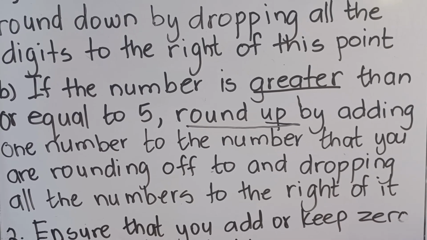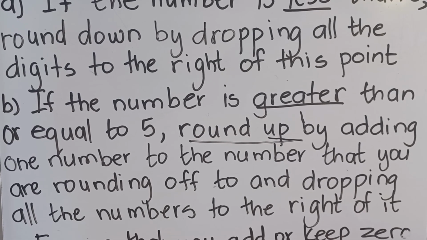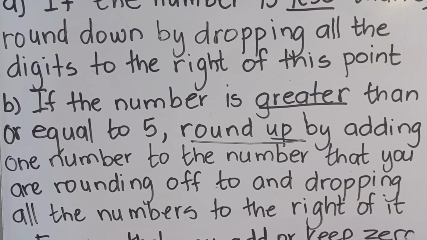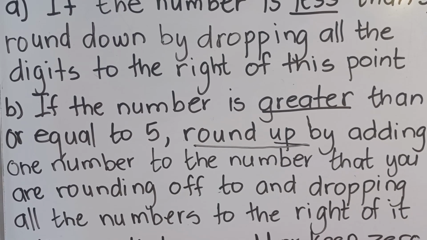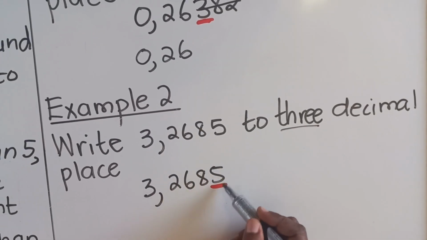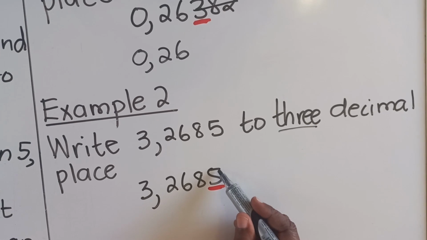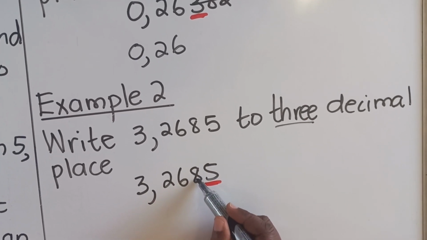So we look at the 4th one, and if the 4th one is 5, 6, 7, 8, 9, we're going to round up. It means we're going to add on the 3rd one and drop all the other numbers that we are not using. Let's go back to our example. Okay, so it's 5, so it means we're going to add. Where do we add? We add on this one. So we're going to add 1 here.